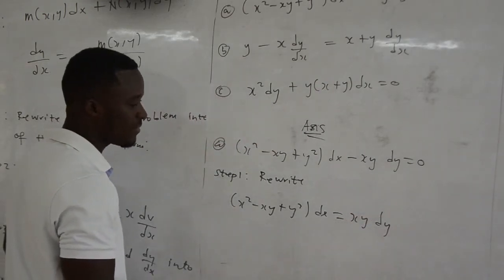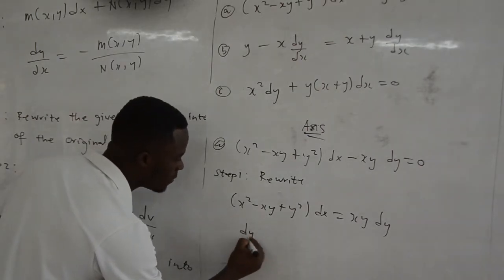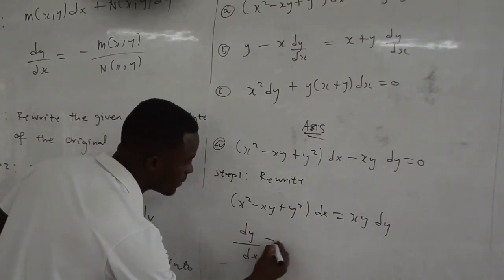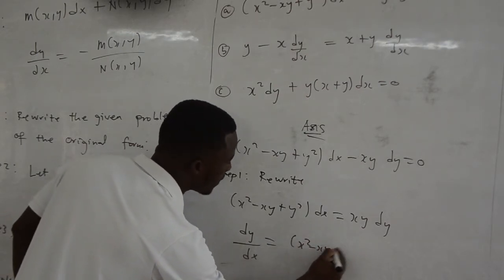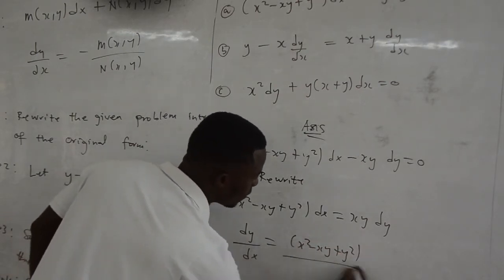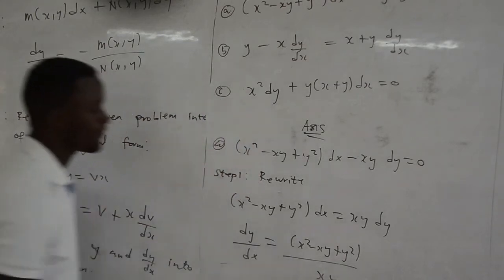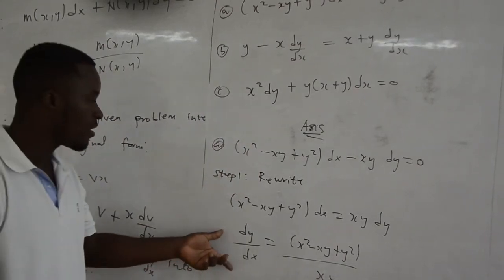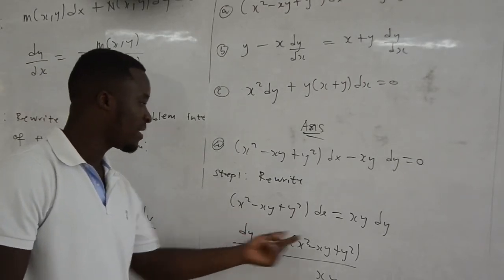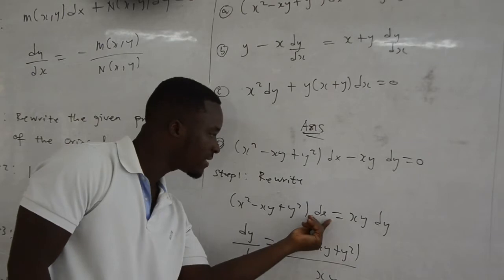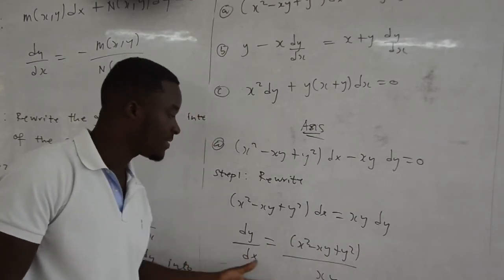Making dy/dx this side, then I'll get my dy/dx is equal to x squared minus xy plus y squared all over xy. I tried to make dy/dx the subject, so I have to move this dx to this side in order to get dy/dx is equal to this one.